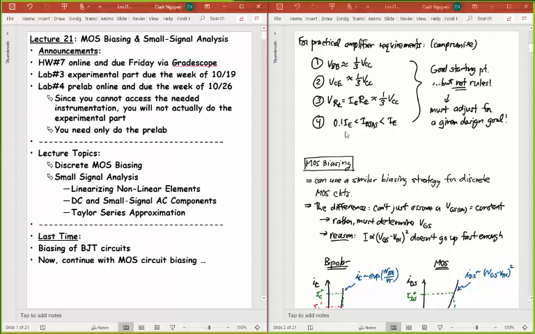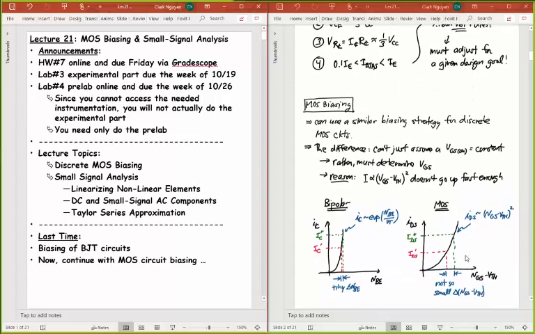So last time, this is what we ended up with. We ended up with these sort of guidelines, not rules, but guidelines, starting points for what you want to do when you bias up a bipolar circuit. I'm not going to show the bipolar circuit. I'm just going to show that we were able to come up with 1, 2, 3, 4 rules for this.